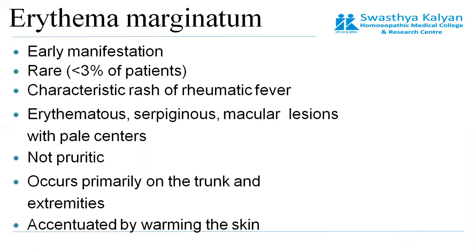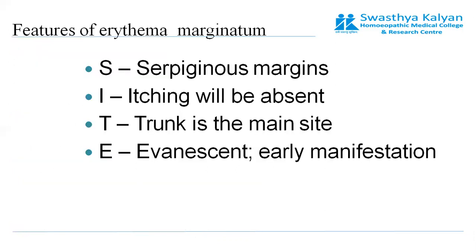Erythematous serpiginous macular lesion with a pale center, and the boundaries would be much clearer. Not pruritic, hence itching might be absent. Occurs primarily on the trunk and extremities, and it is accentuated by warming of the skin. So it will be more clear if the skin is in a warm position. For remembering it, we have this mnemonic, SITE: serpiginous margins, itching will be absent, trunk is the main site, and evanescent, and it is an early manifestation.